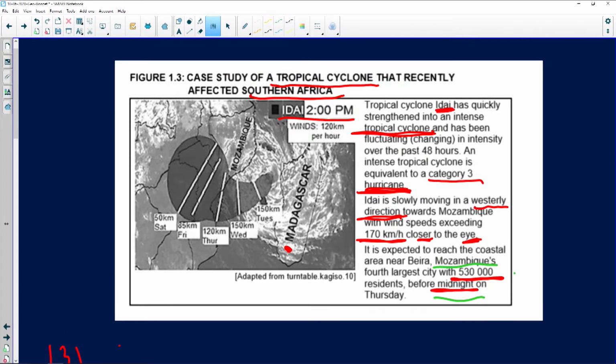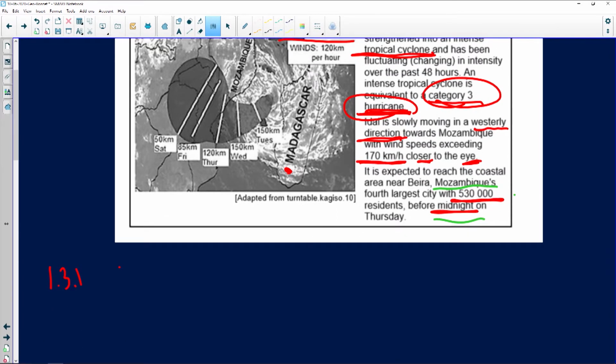The first question asked, refer to the article, what can you compare this intense tropical cyclone with? Now, if you have a look at what's given to us, we can compare this tropical cyclone. It's equivalent to a Category 3 hurricane. So the correct answer over there is Category 3 hurricane. Now, I've mentioned that to you before. The Americas refer to tropical cyclones as hurricanes.